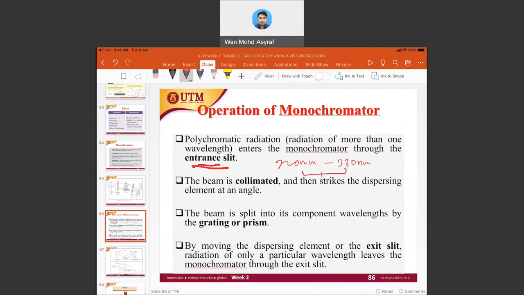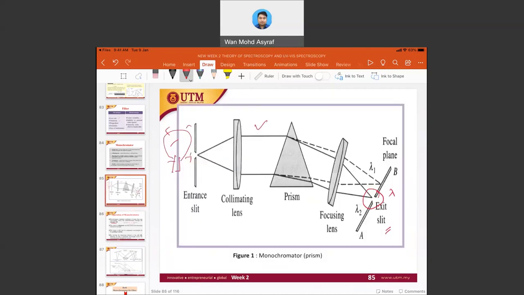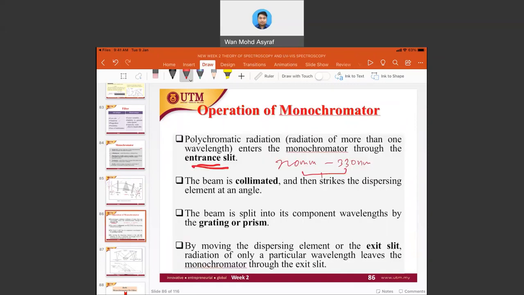Okay, so basically when you look at here, it will enter from an entrance slit, and then when it goes to the prism, here is the beginning of your selectivity. The prism would focus your intended wavelength towards your focusing lens, and then it goes out to the exit slit. By moving the dispersing element or the exit slit, radiation of only a particular wavelength leaves the monochromator through the exit slit. So this is the operation of how a monochromator works.